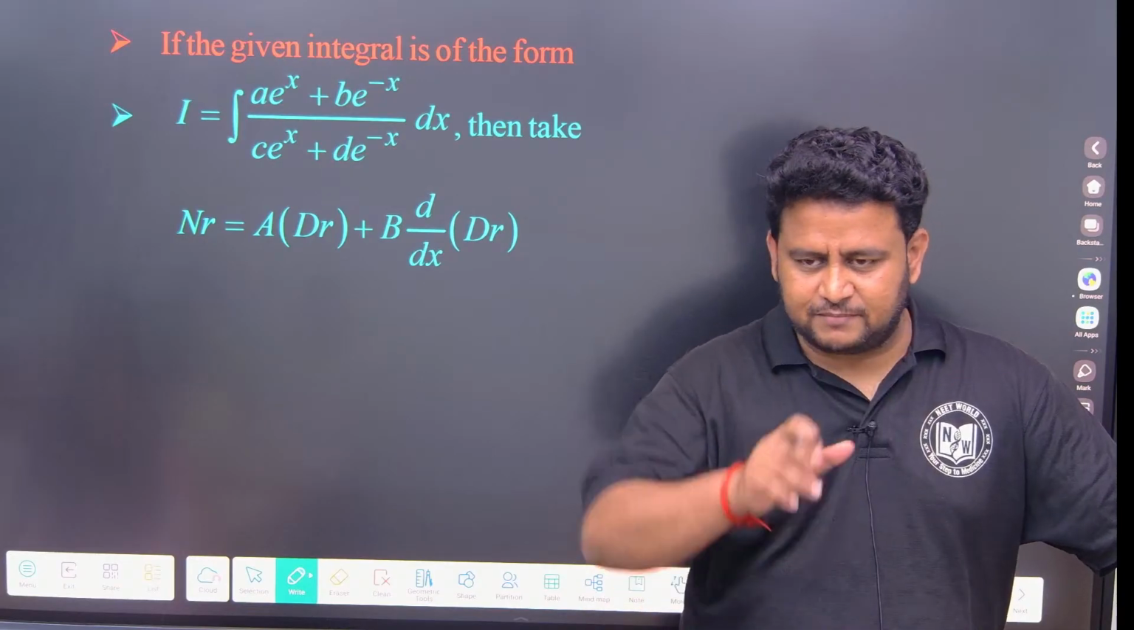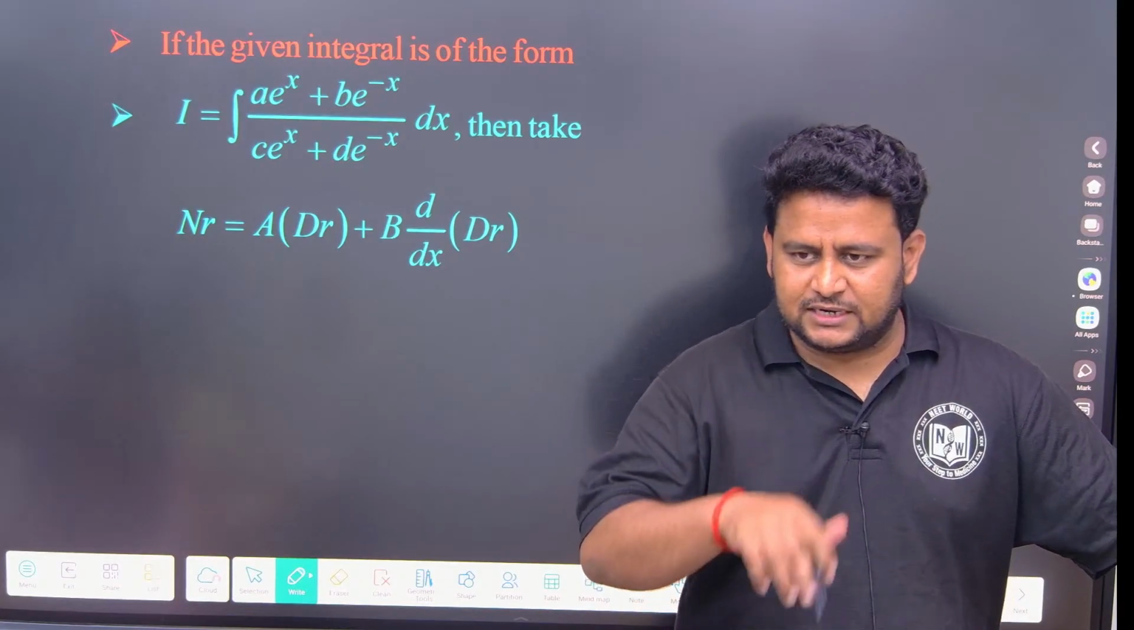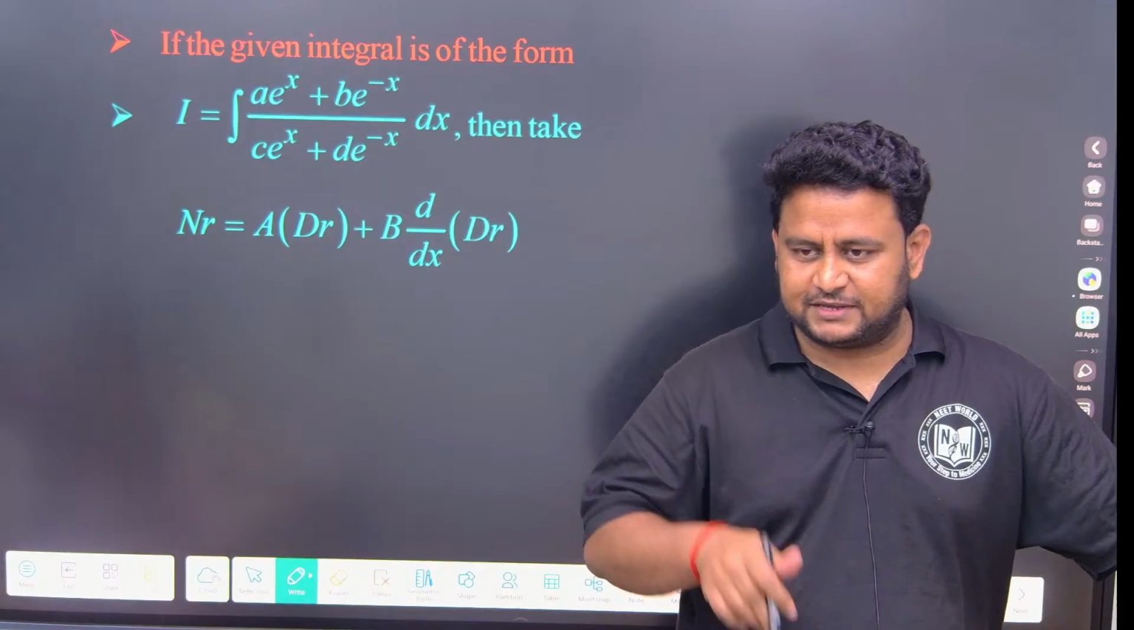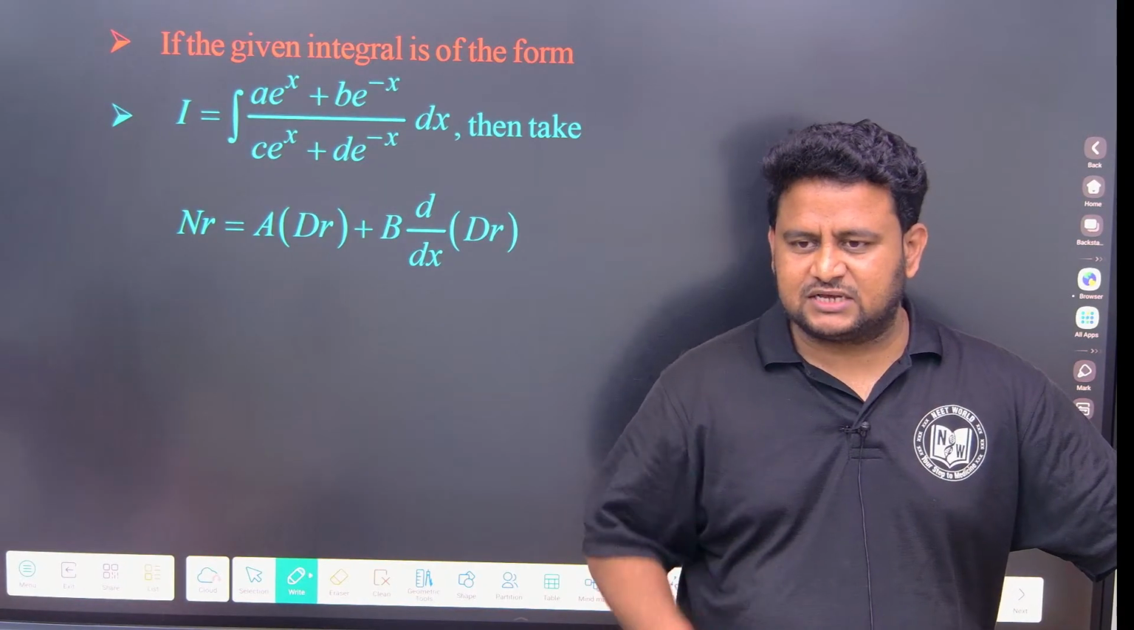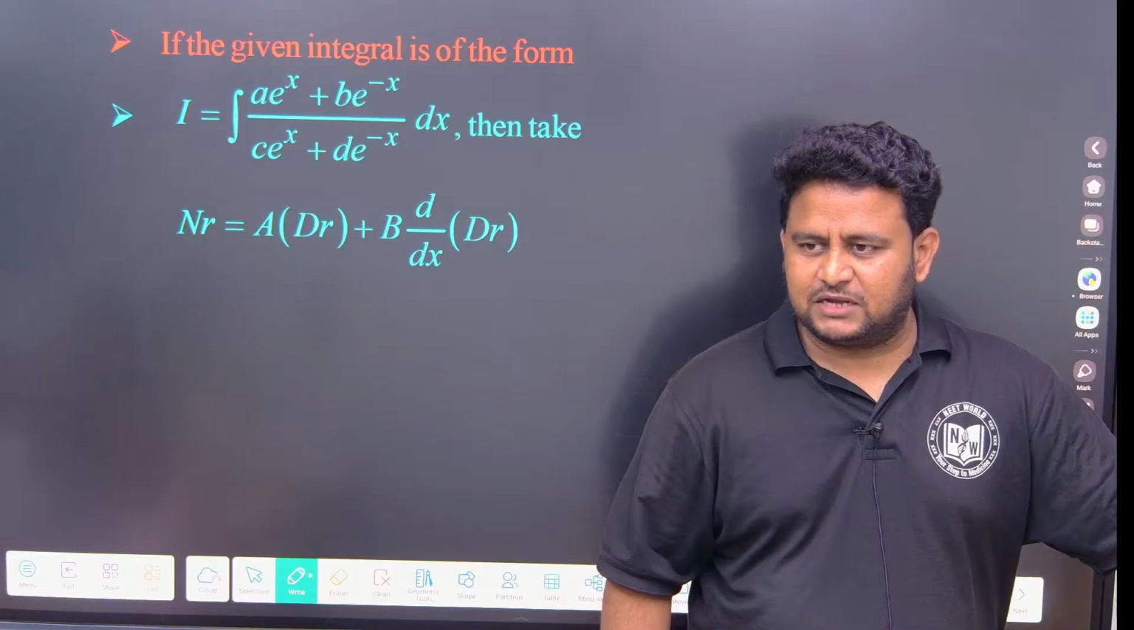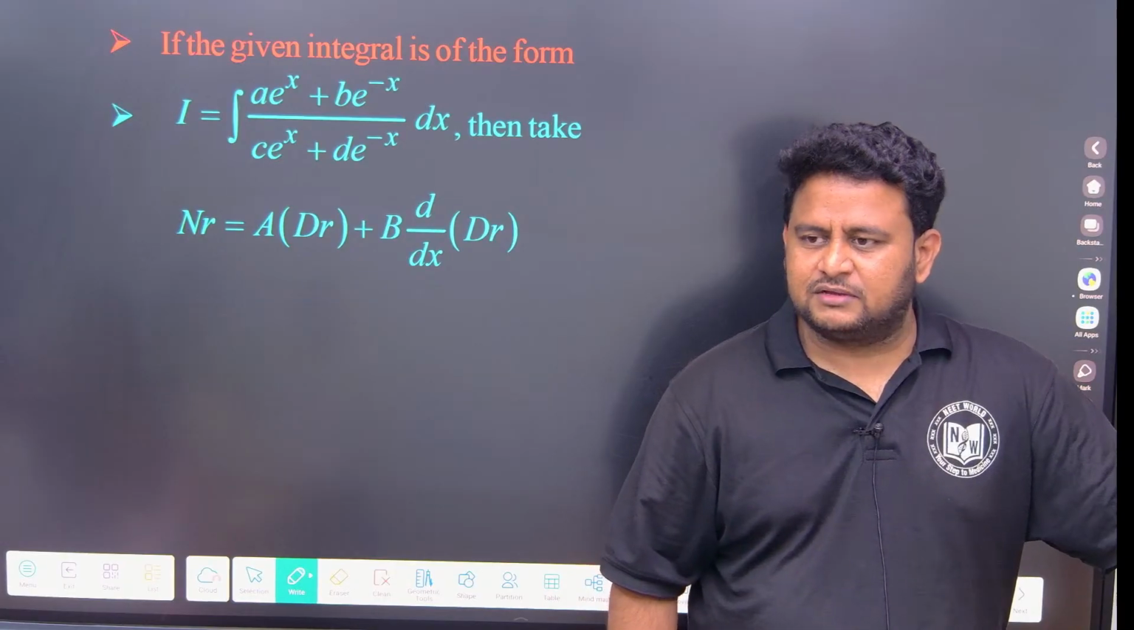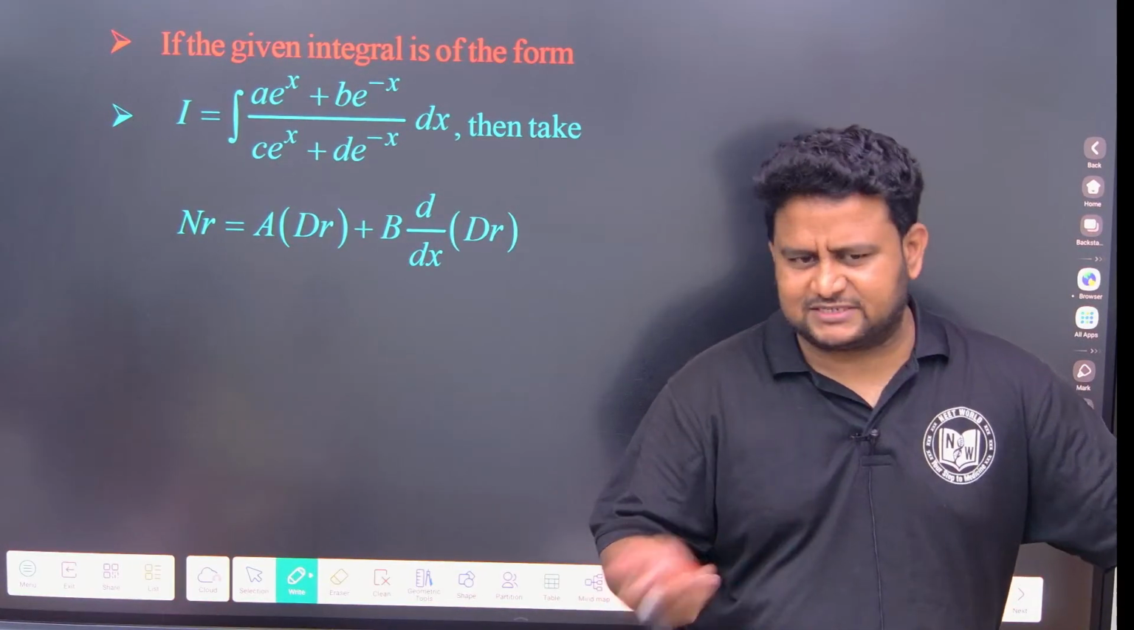Next, what is the form? Integral of 1 by x to the power of n into x power n plus 1 to the power of 1 by n. That is one form. For that, what is the answer? 1 plus 1 by x power n to the power of n minus 1 by n divided by 1 minus n. That's all.